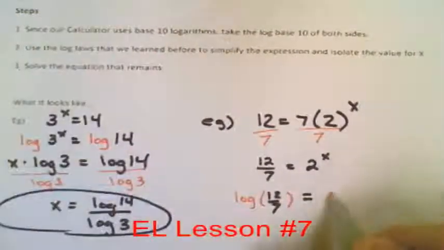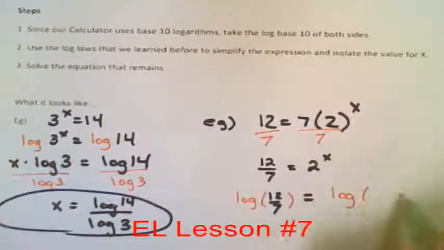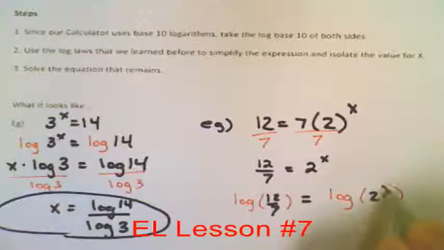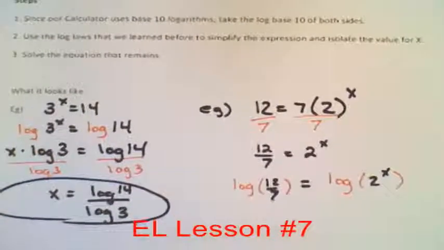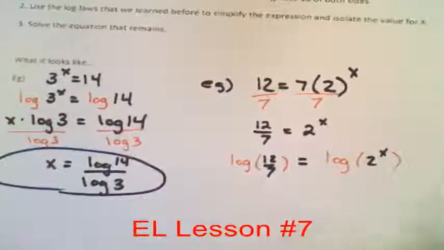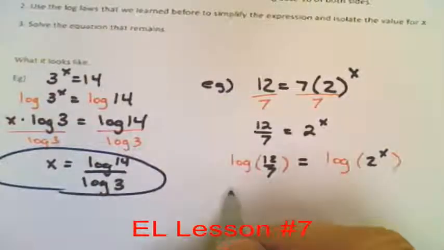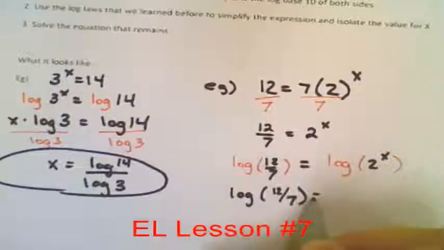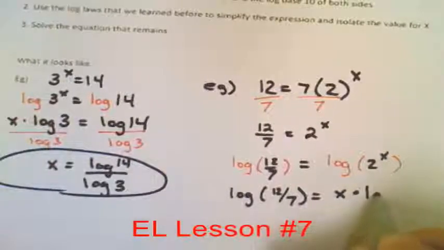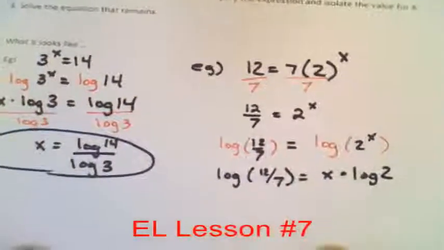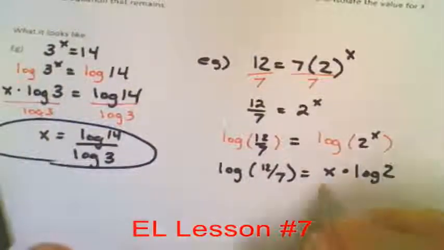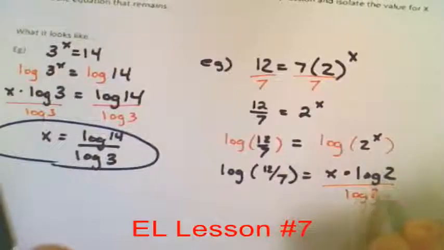Okay, put that in brackets. The log of 12/7, which is equal to the log of 2 to the power of x. Okay. Then from there, well, that x can come down in front. So I'm going to have the log of 12/7 equals x times the log of 2.